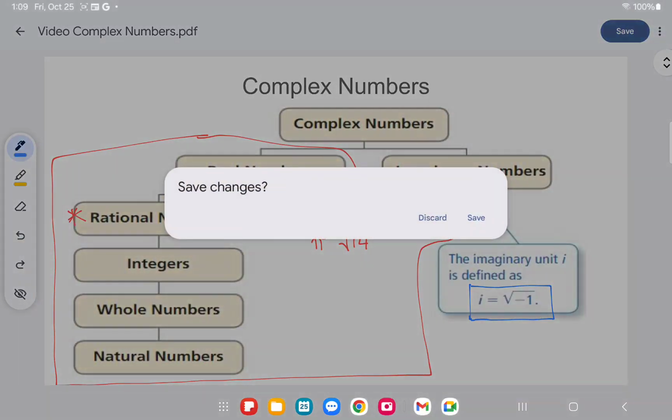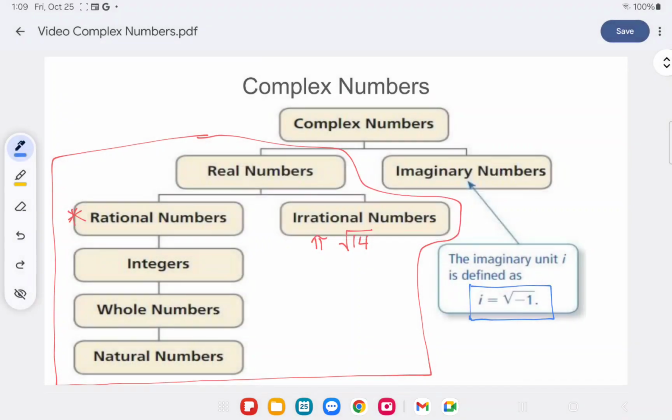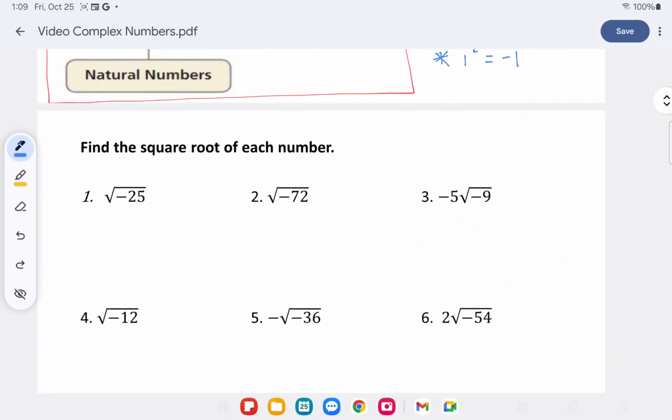But if I were to square the square root of -1, I get -1. So even though i is imaginary, i squared is a real number. i squared is -1. And that's going to be really important to some of the operations that we do today with complex numbers. So today is mostly just an introduction into what complex numbers are.